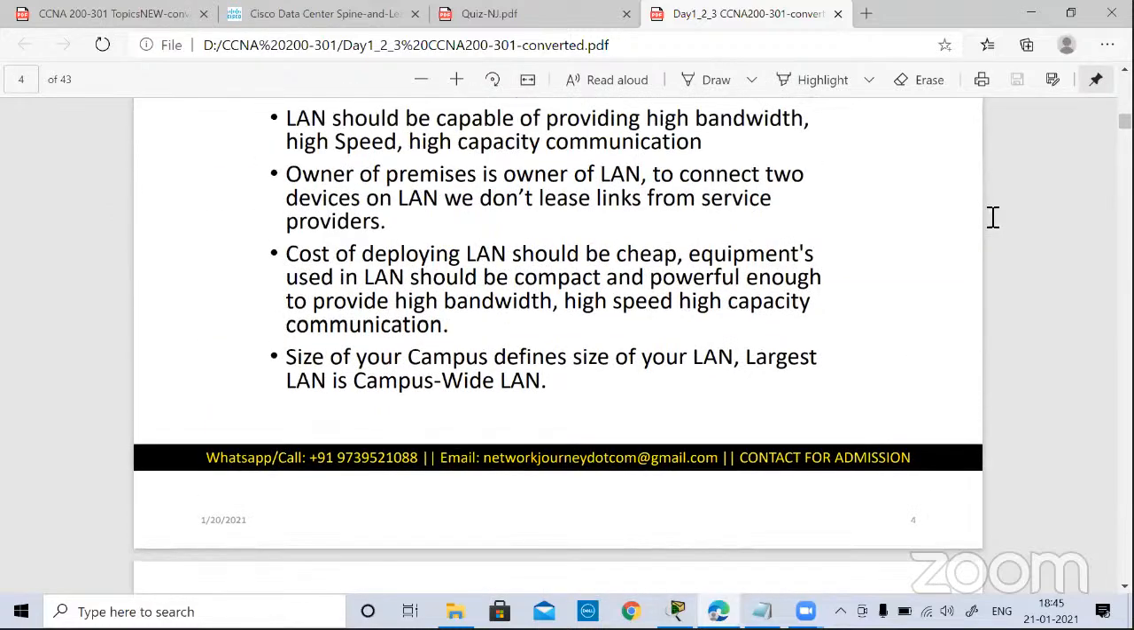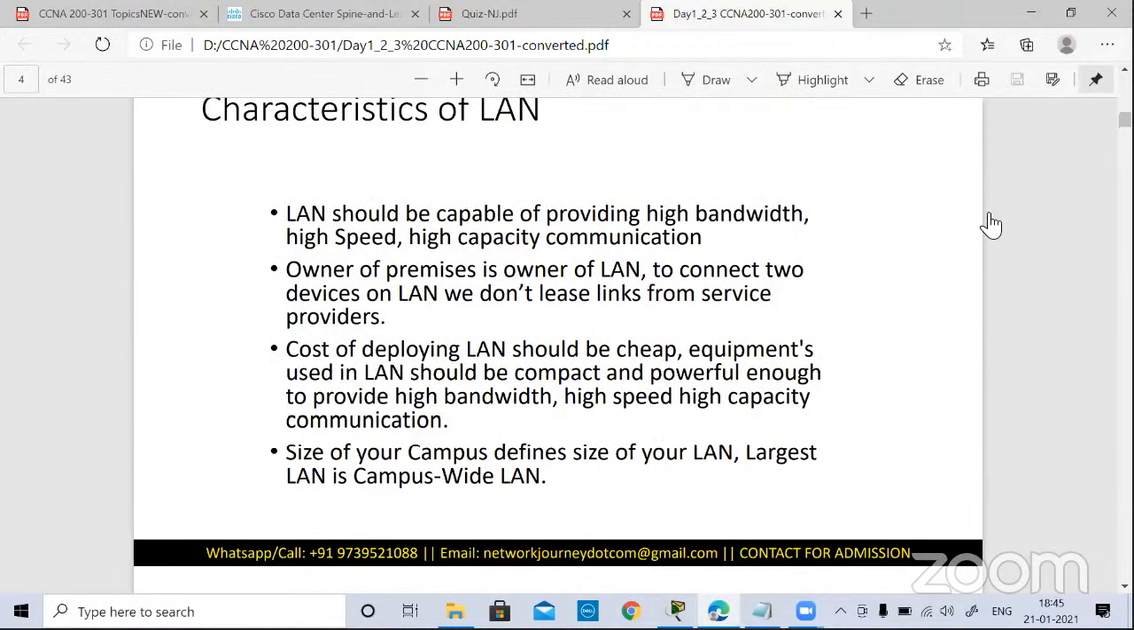Since we just saw the characteristics of a LAN, it should have three important things. What we could identify from here is that we should get very high bandwidth over a LAN. The owner of the premises is the owner of the LAN, and the cost of deploying is cheap. These are the three features of a LAN. Now, on the same line, we'll understand the features of MAN and WAN. So let's discuss that first.